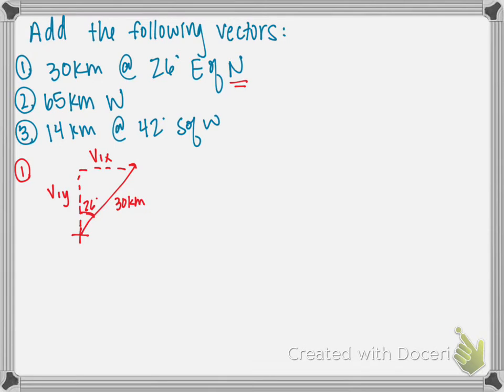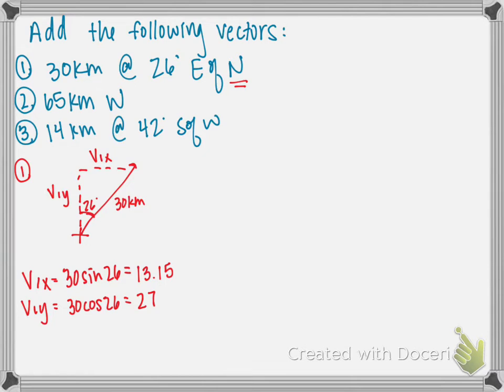So for x here, am I going to use sine or cosine? Because is x opposite or adjacent? It's opposite, so I'm going to use sine. So for v1x, I will use 30 times sine of 26. And so that gives me 13.15. v1y, I'll take 30 times cosine of 26. That gives me 27. I'm just going to round that one up to a whole number.